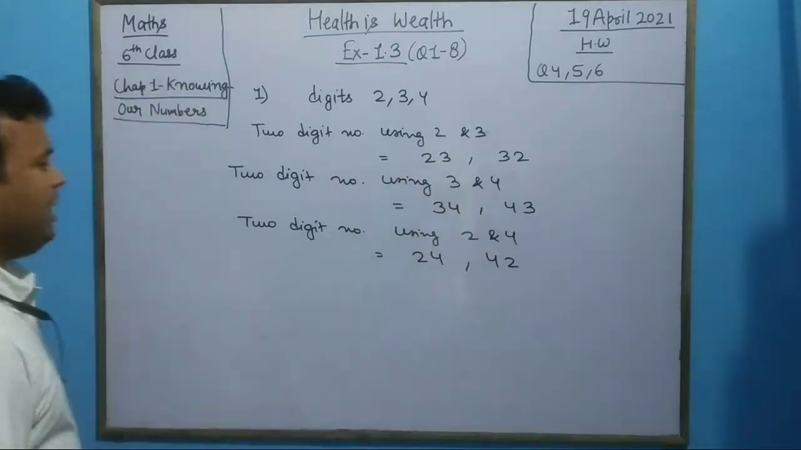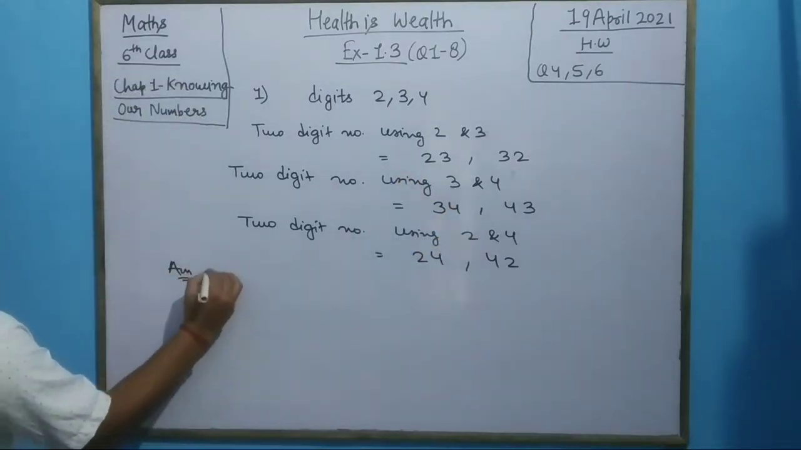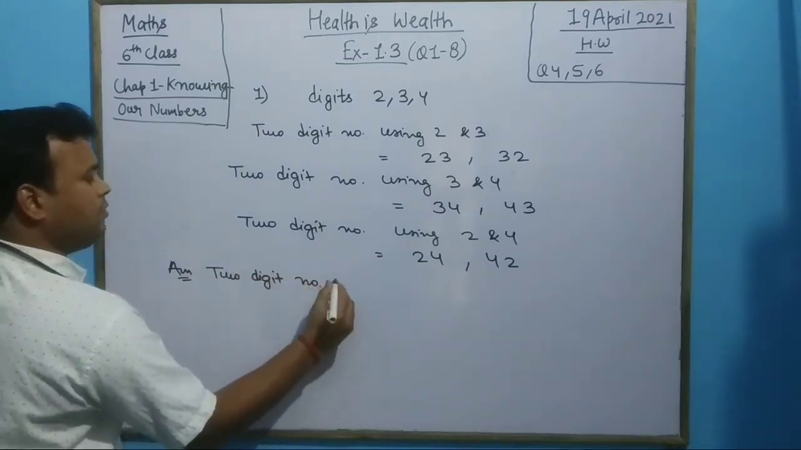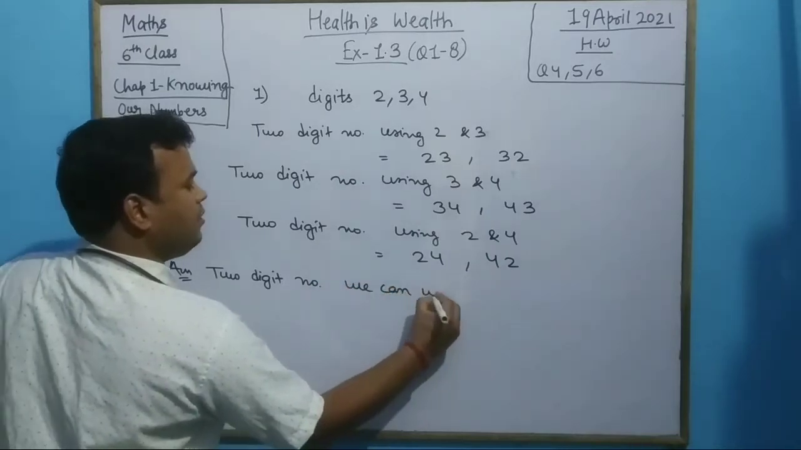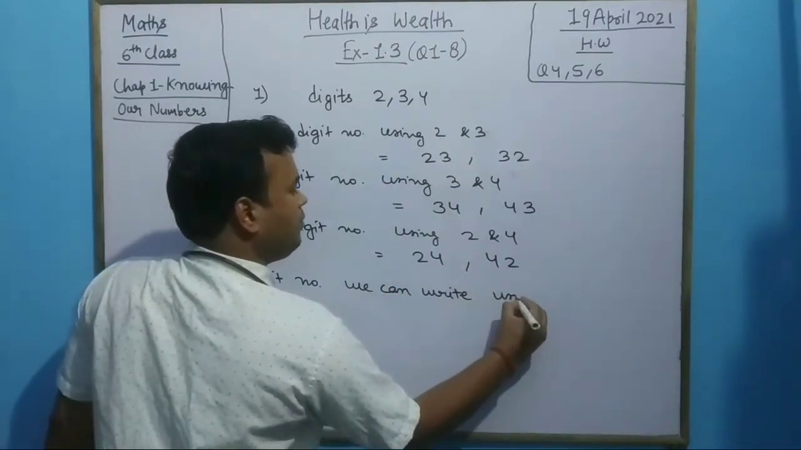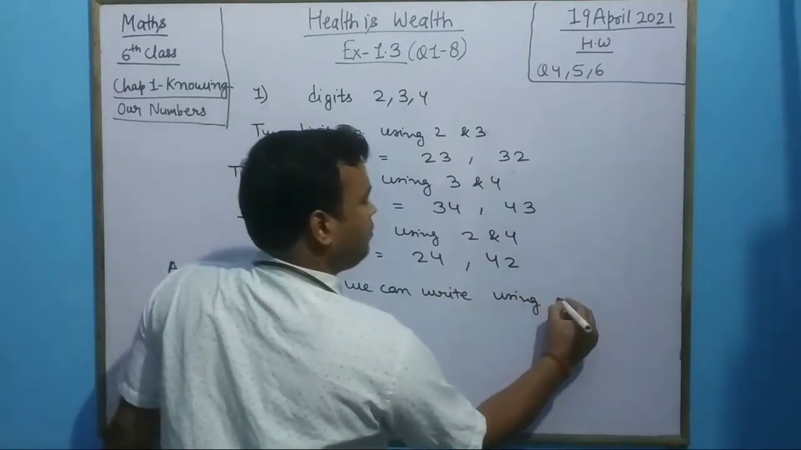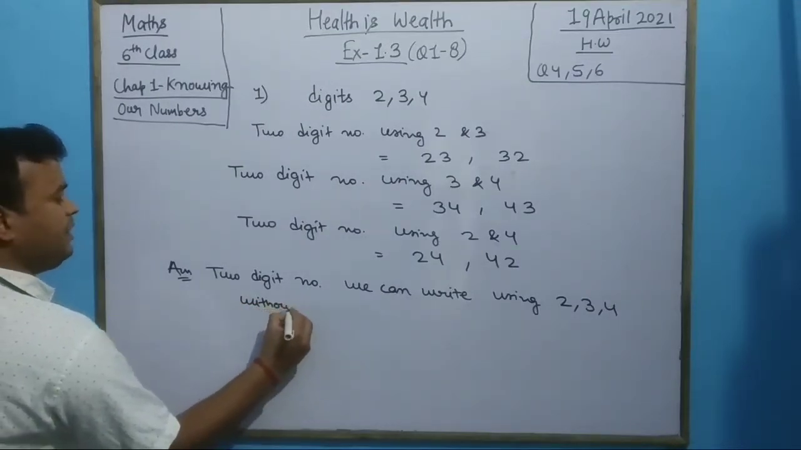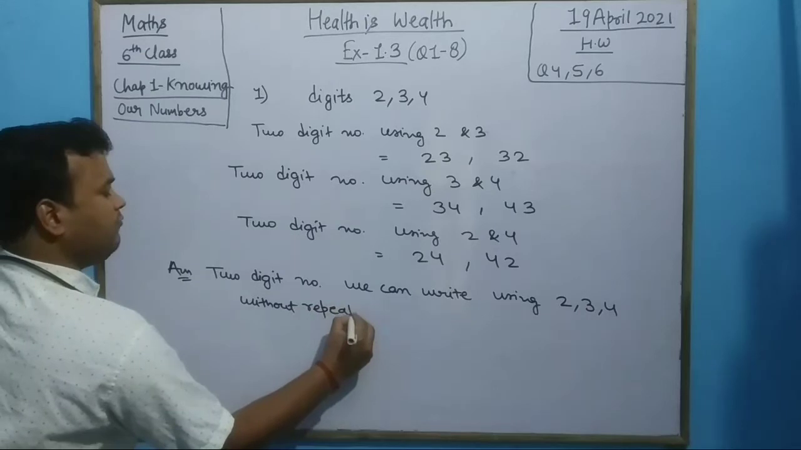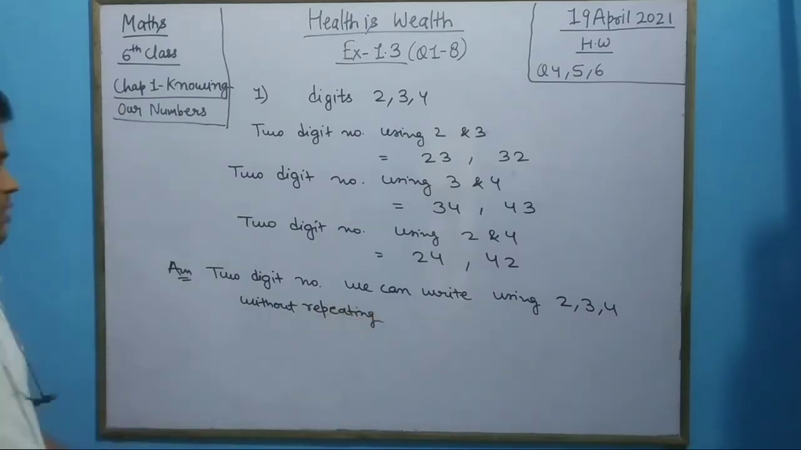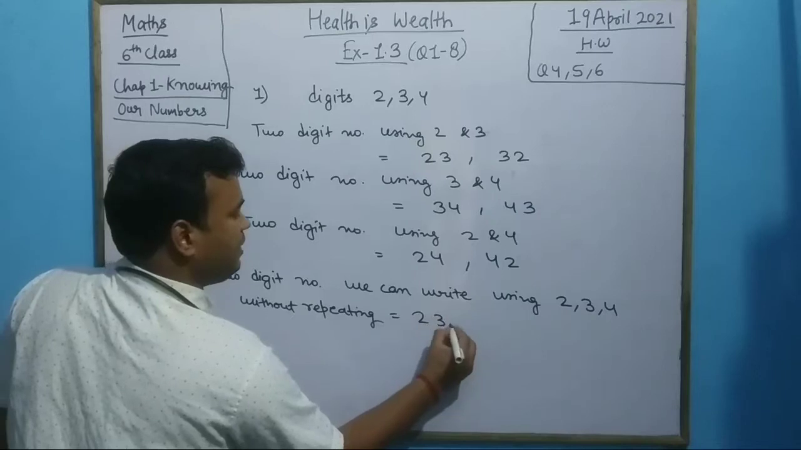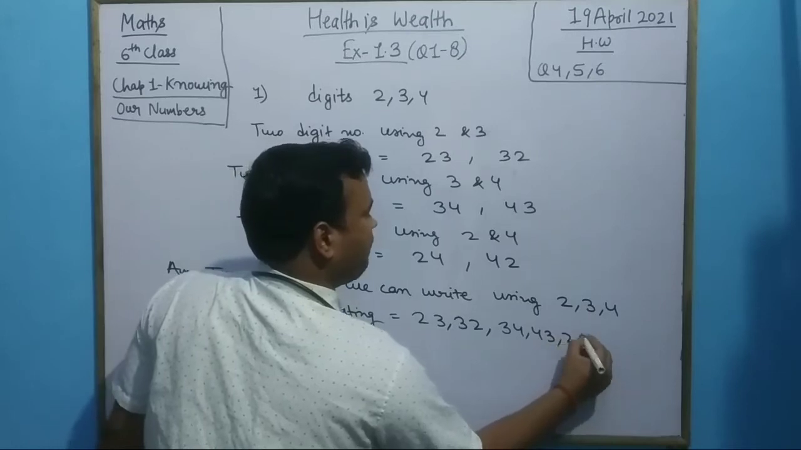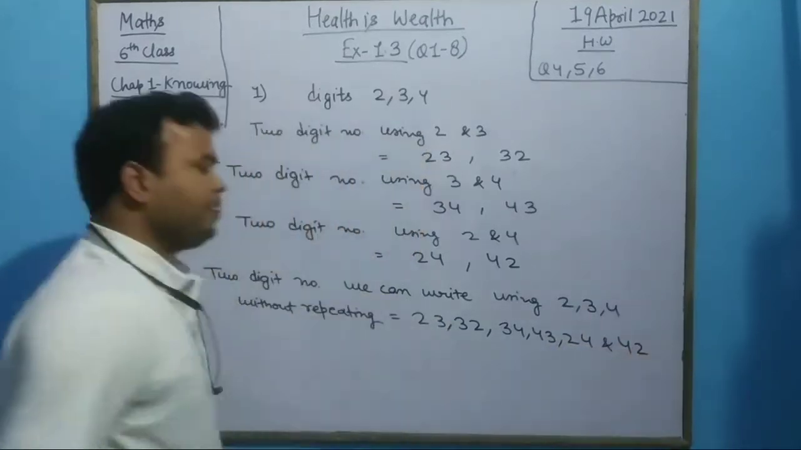So at last we will write the 2-digit numbers we can write using 2, 3, 4 without repetition. Okay, we don't need to repeat them. So what are the numbers? Let us write them at once. 23, 32, 34, 43, 24 and 42. So this is the way.